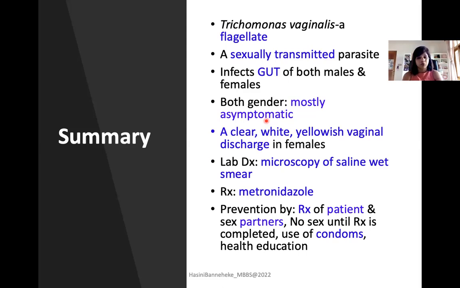There are various modes of prevention and control of the disease: treating the patient, treating all the sexual partners, asking them to abstain from sex until the treatment is completed for both the patient and the partners, using condoms or other barrier methods of contraception, and giving them health education as to what the disease is, how they get it, the mode of transmission, the clinical features, how they can prevent it, what they should do if they have the disease, and so on.